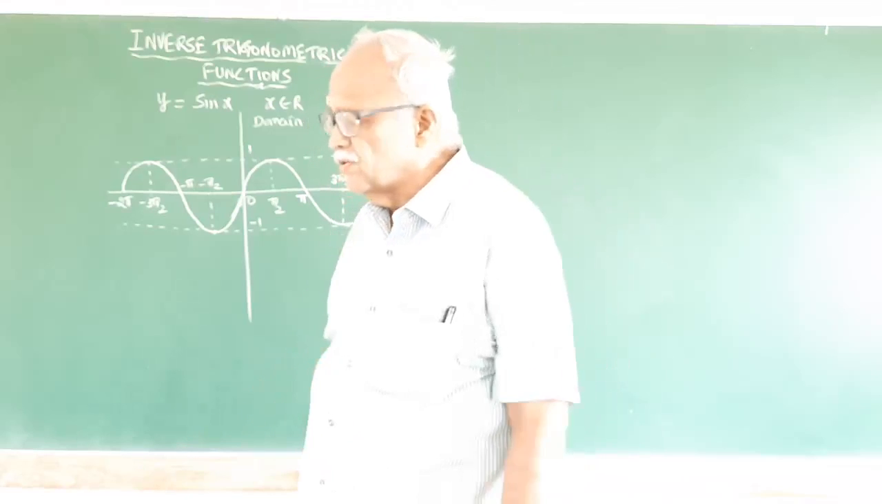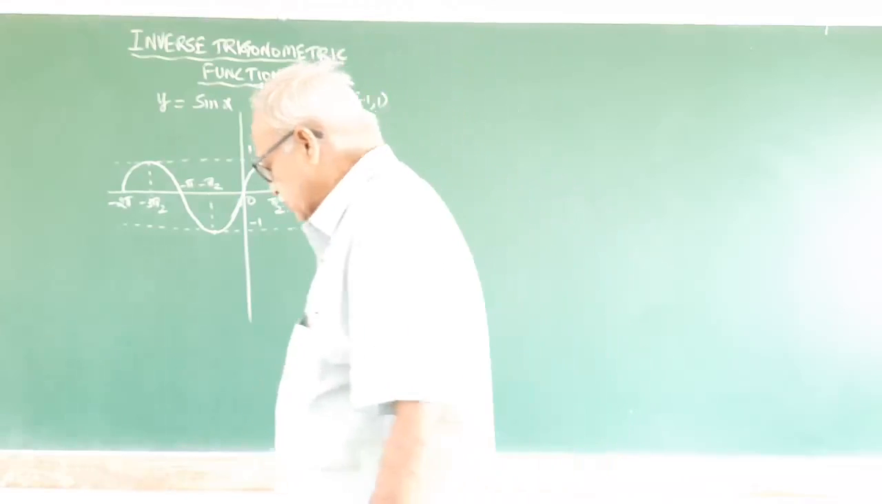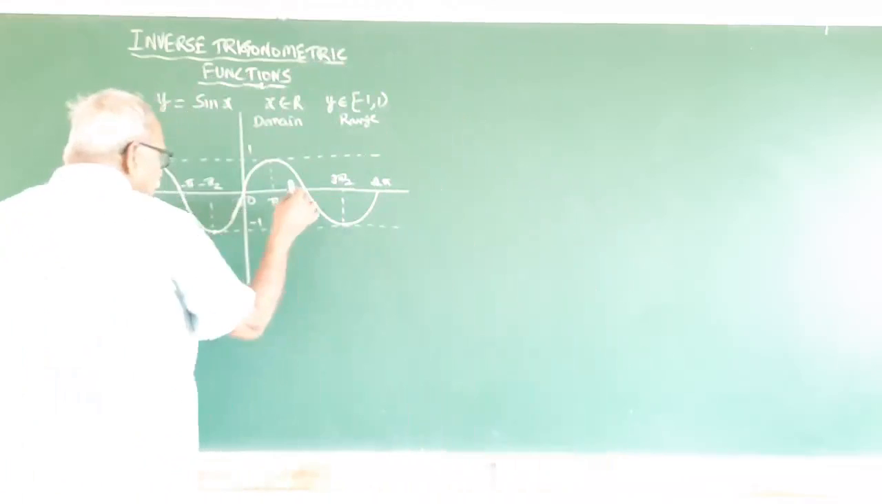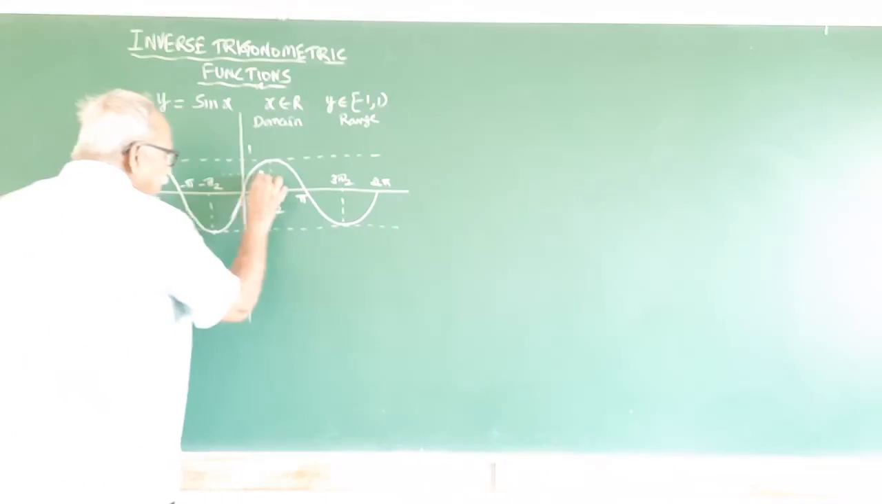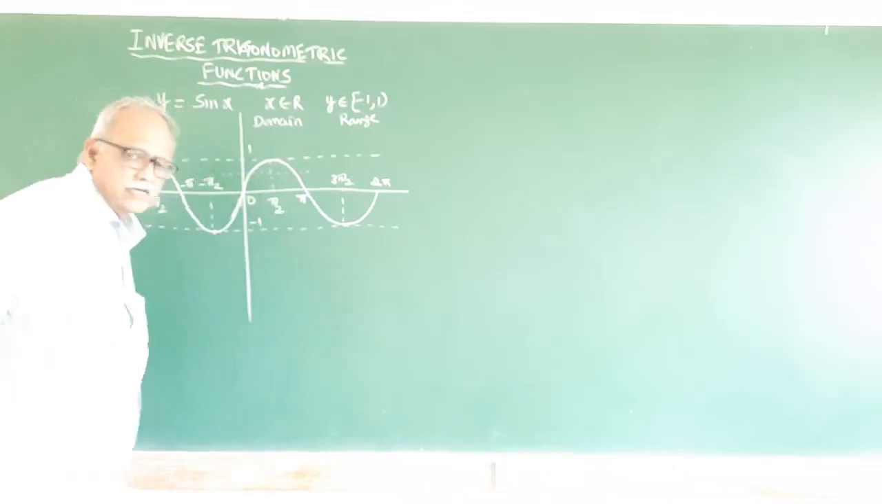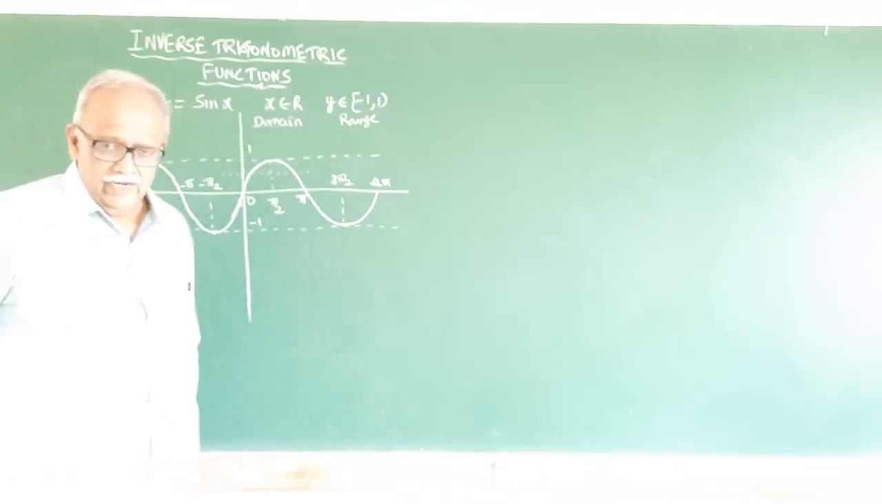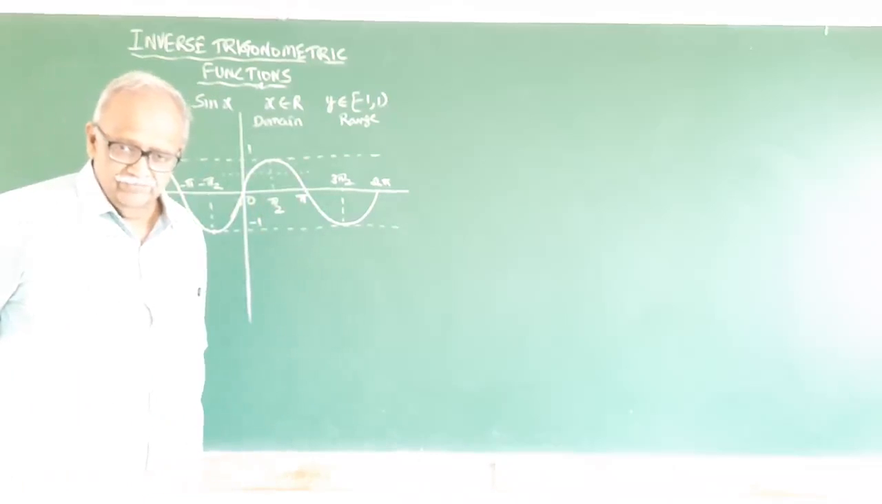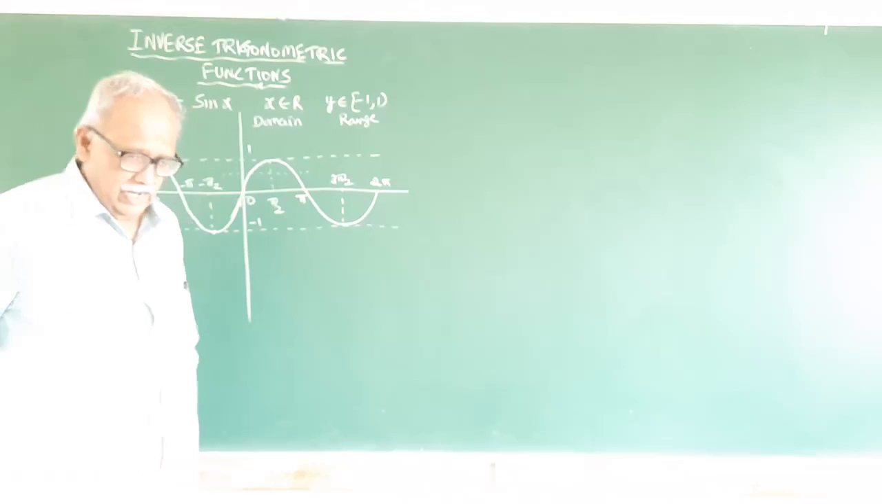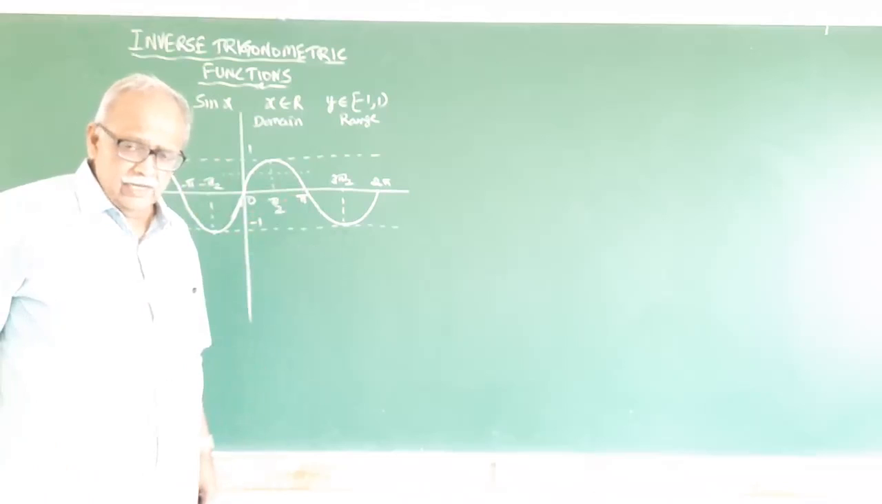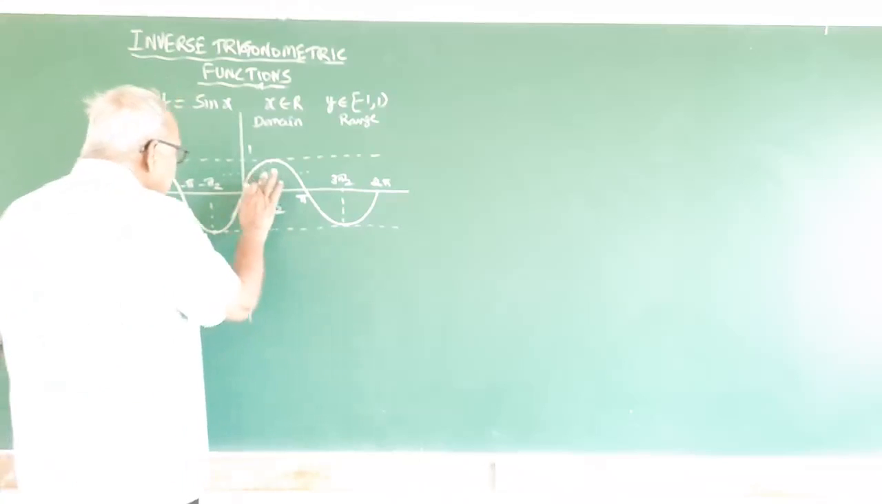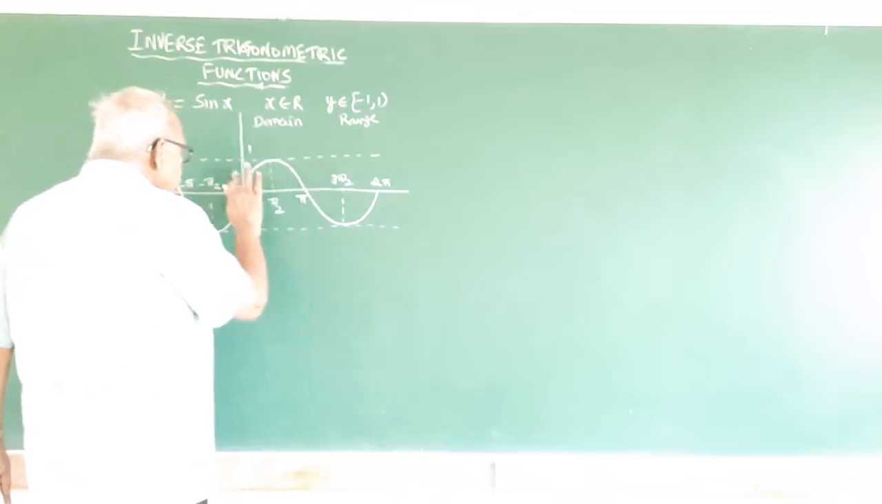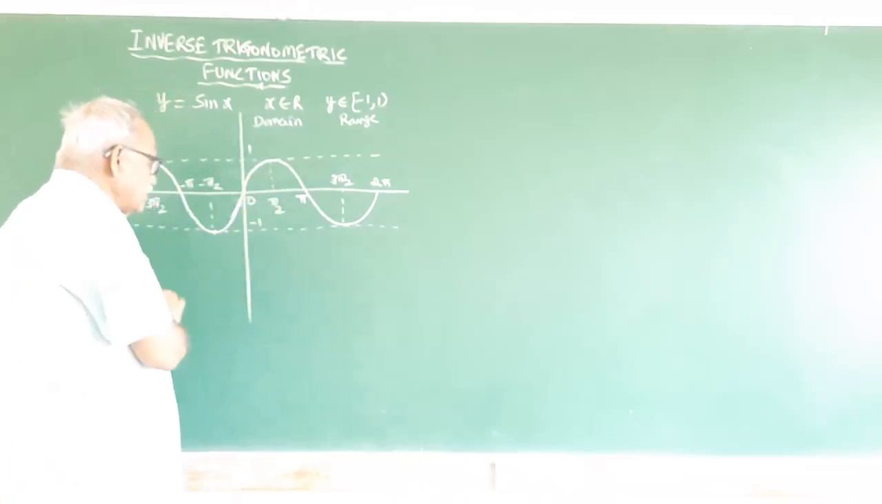Now, what is a one-to-one function? I will tell you. When we draw a horizontal line to the curve, if it cuts the graph at 2 points, then it is a many-to-one function, not a one-to-one function. So, where can this sine function be one-to-one? Now I will mark it.